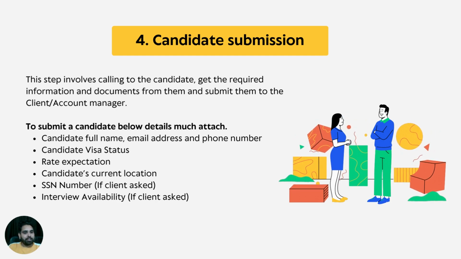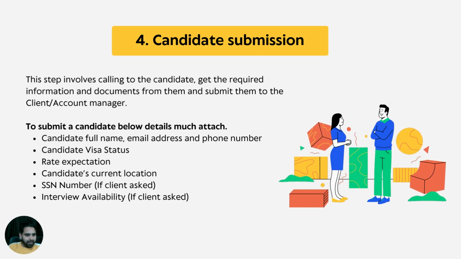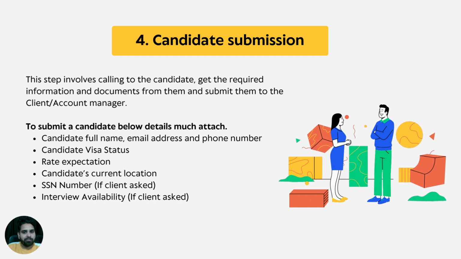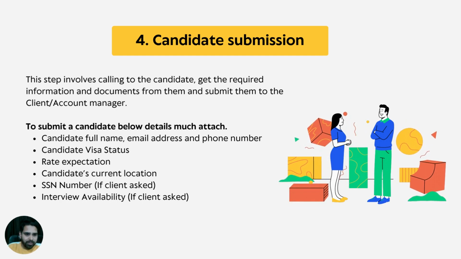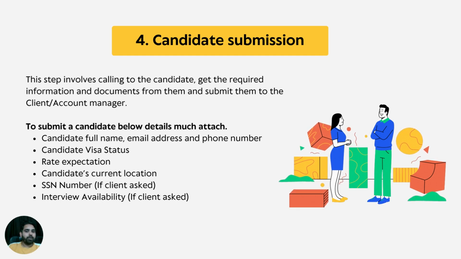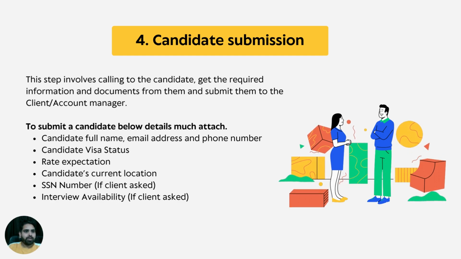Another thing is rate expectation. We should have an idea what kind of rate a candidate is expecting. It should be clear. If they are looking for W2, we should mention W2. If they are looking to work Corp to Corp, we should mention Corp to Corp. Also, if they are looking for some benefits and bonus, we can mention those as well. The next thing is the candidate's current location. Sometimes a candidate is working or located in a different state, so we must be aware of the candidate's exact current location.